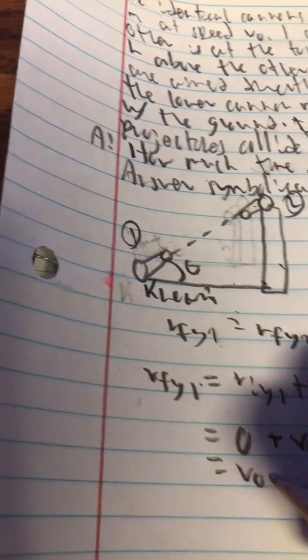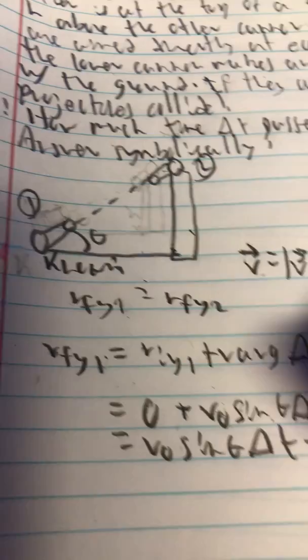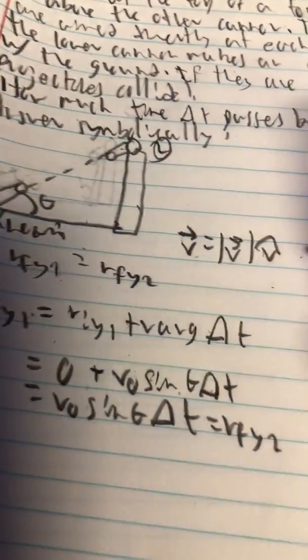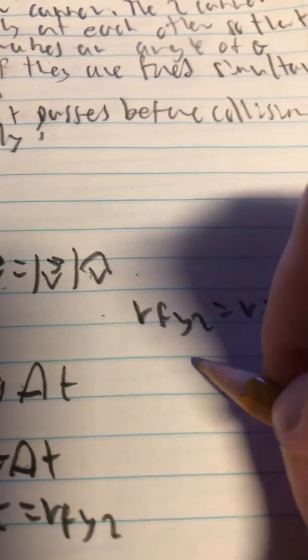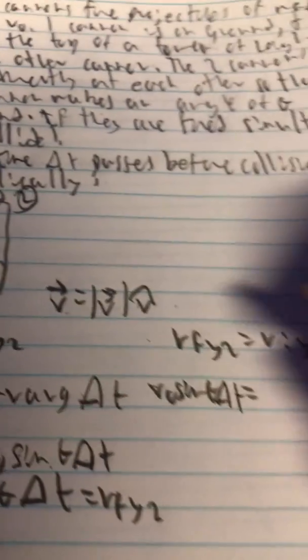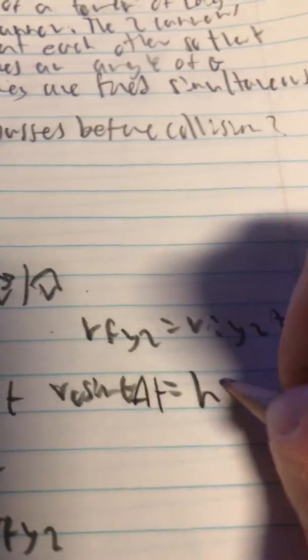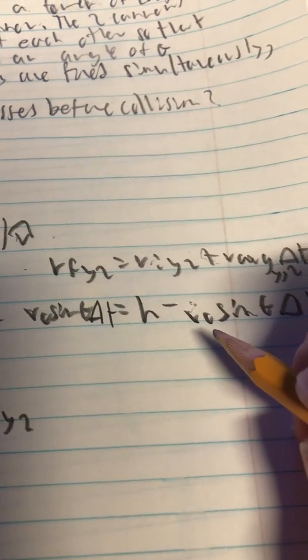So the final height of the first cannonball is v0 sine of theta delta t, which is the same as the final height for the second cannonball. So we can use another position update formula where r_fy2 is equal to r_iy2 plus v average y2 delta t. We know r_fy2 is v0 sine of theta delta t, which is equal to the height, and the initial height of the second cannonball is h, and we add in the average velocity there. So v0 sine of theta delta t is equal to h minus v0 sine of theta delta t.